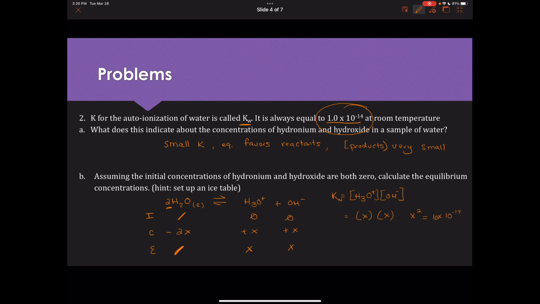So I can solve for my X, so I'm going to take the square root of both sides. And I'm going to get that X is 1.0 times 10 to the negative 7th. So plugging my X back into my ICE table, my hydronium is 1.0 times 10 to the negative 7th molar at equilibrium, and my hydroxide is 1.0 times 10 to the negative 7th molar at equilibrium.